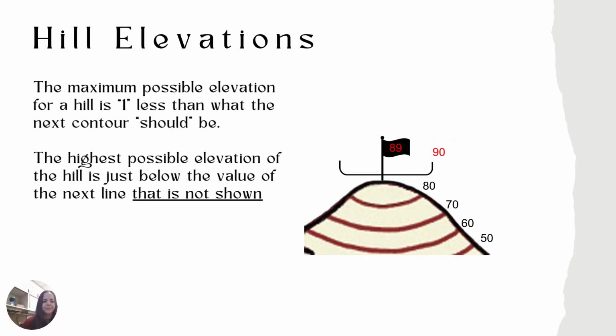When you're looking at hill elevations and it's not labeled as this hill has this elevation, you want to use this rule. This map here has an elevation starting at 50, then it goes up to 60, 70, 80, and then 90 is not represented. So it's not an elevation of 90 because it's not on the map. So we can surmise that the maximum possible elevation of this hill would be 90 minus 1, which would be 89. Okay.